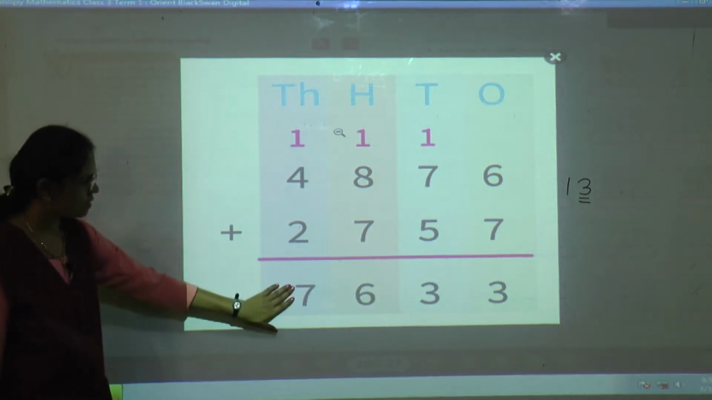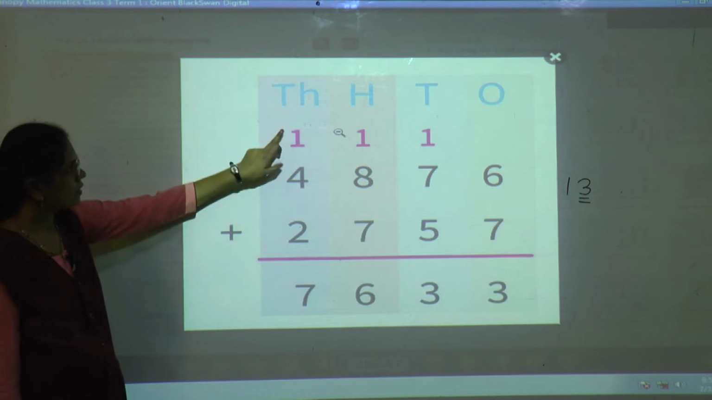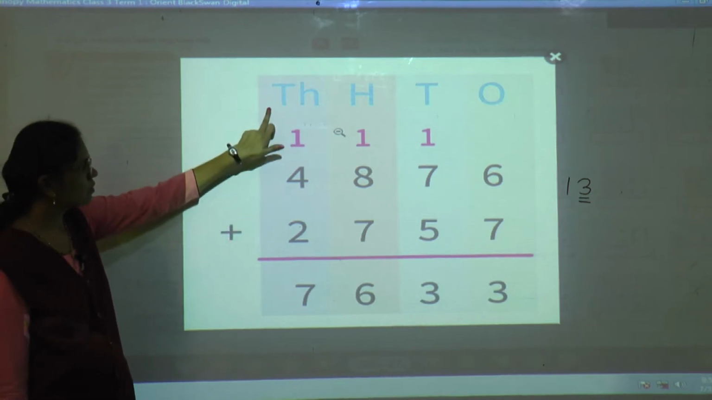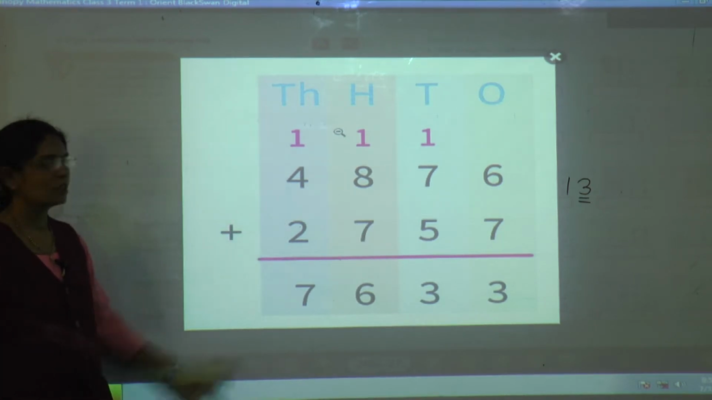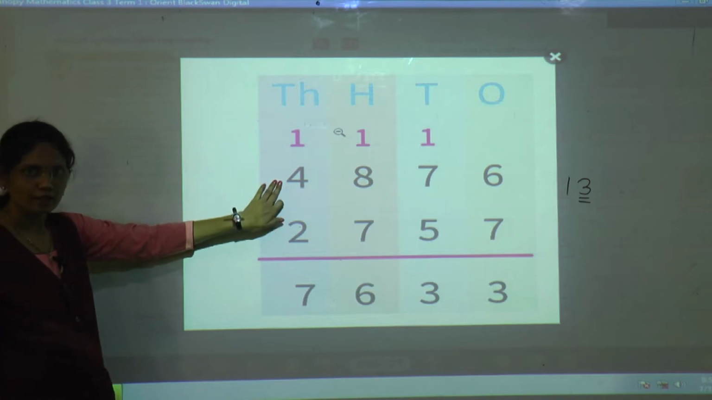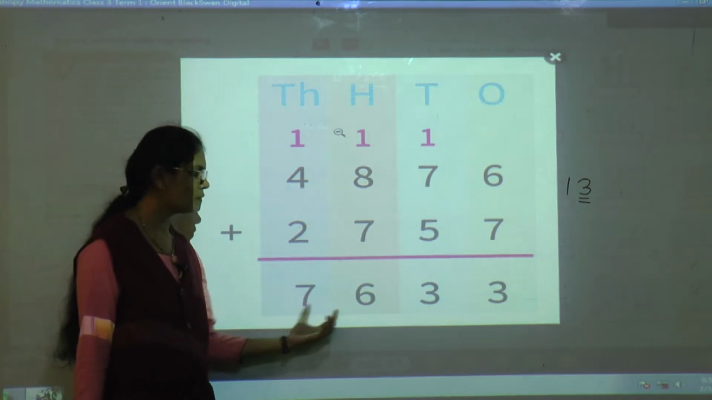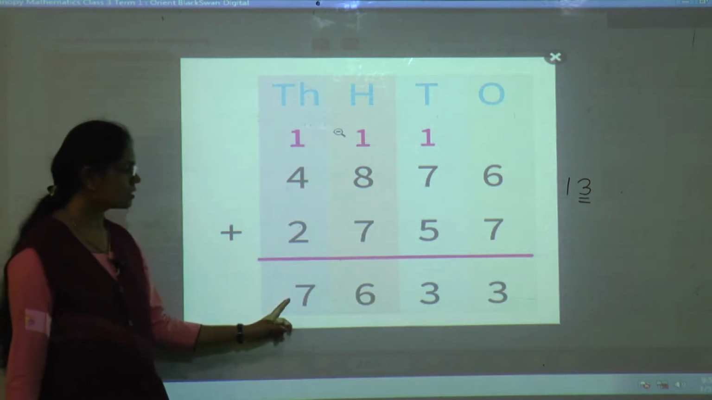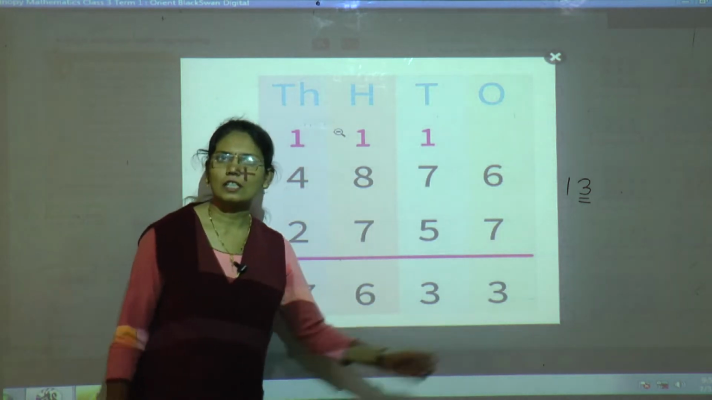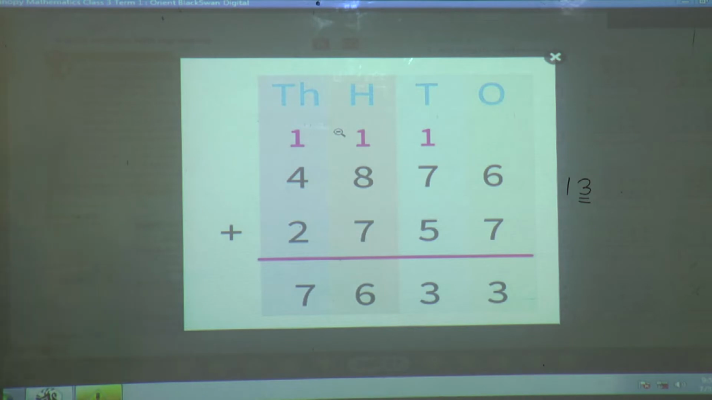Now see this thousands place digit. Here 1000 plus 4000 plus 2000. 1 plus 4, 5 and 5 plus 2, 7. So in this way we will get the 4-digit answer, 7633.